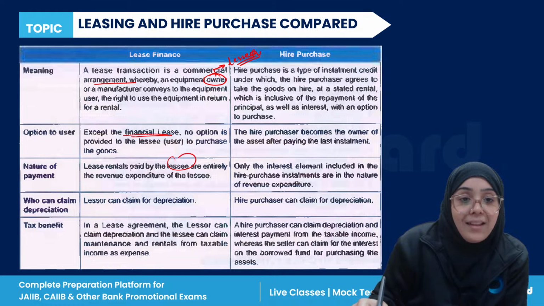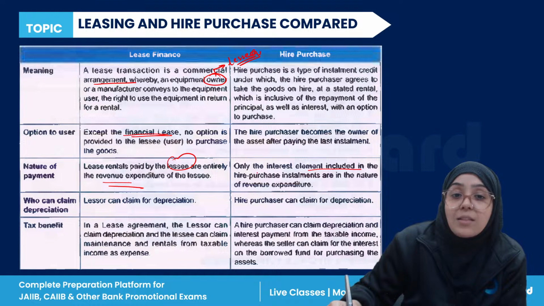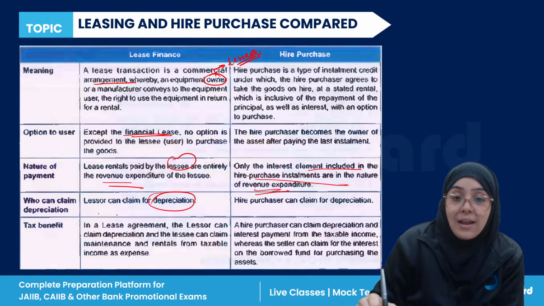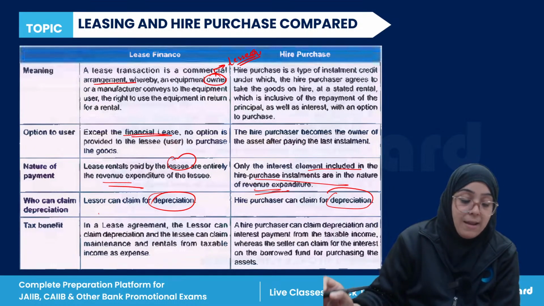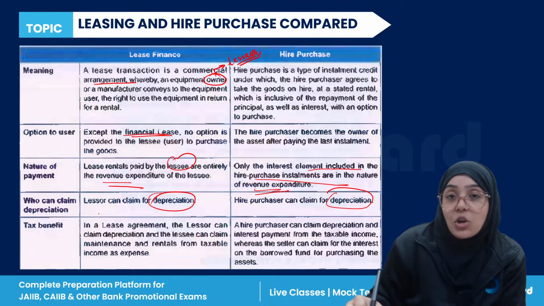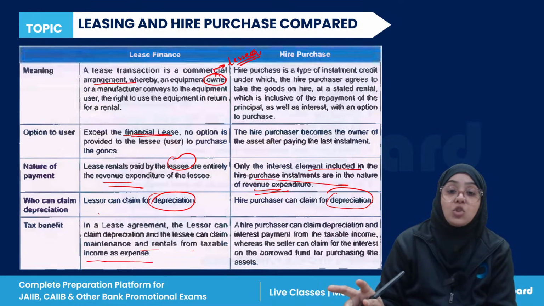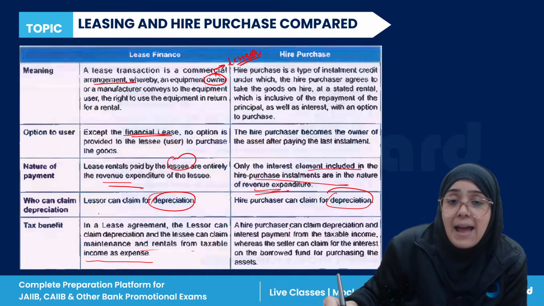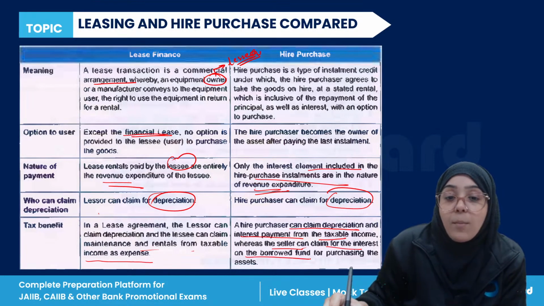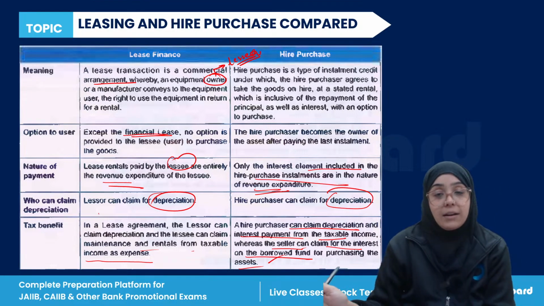Lease rentals are paid by the lessee and are entirely treated as revenue expenditure. Whereas in hire purchase, only the interest element included in the hire purchase installment is revenue expenditure. The lessor can claim depreciation here; here the hire purchaser can claim depreciation. Clear? Tax benefit in lease rental: the lessor can claim depreciation and the lessee can claim maintenance and rental from taxable income as expenses. Whereas in hire purchase, the hire purchaser can claim depreciation and interest payment from the taxable income, whereas the seller can claim the interest on the borrowed fund for purchasing that asset. So this is the difference between lease finance and hire purchase, right?